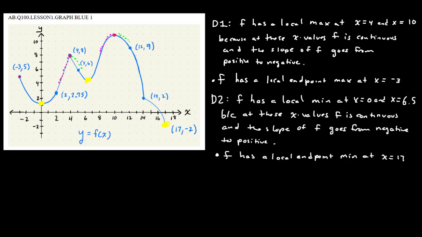Okay, so I'll just read this off now. F has a local min at x equals 0 and x equals 6.5, because at these x values, f is continuous, and the slope of f goes from negative to positive. And then I put the little bullet at the end. F has a local endpoint min at x equals 17.